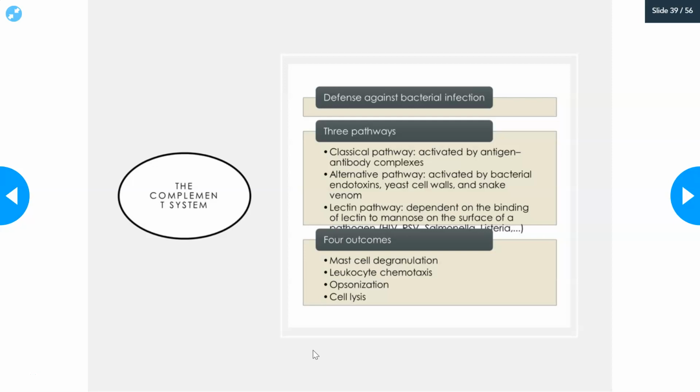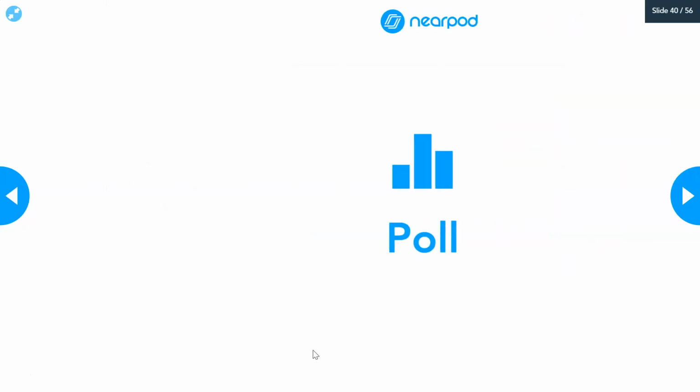There are four outcomes to complement activation. Mast cell degranulation, which causes the release usually of histamines. Leukocyte chemotaxis, releasing chemicals, those complements that are released will attract leukocytes to the site of injury. Opsonization, which is the coating of the bacteria, here the strep pneumo, with antibodies so that it can be engulfed by the macrophages. And of course, cell lysis. These are all outcomes of the complement system.